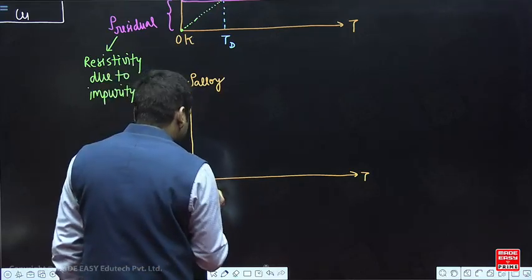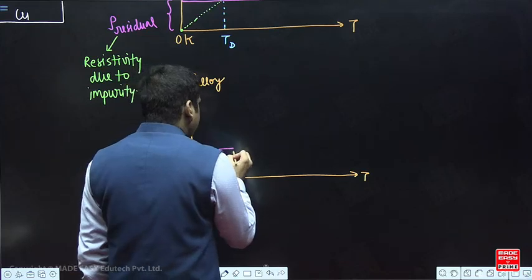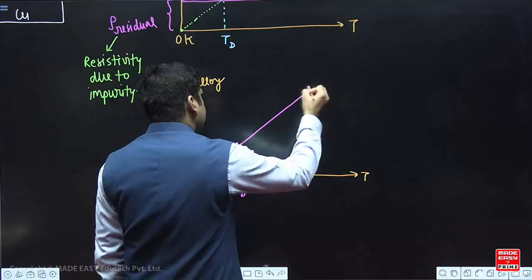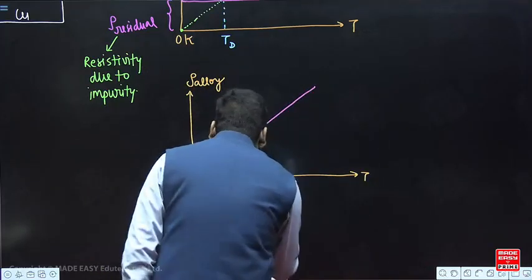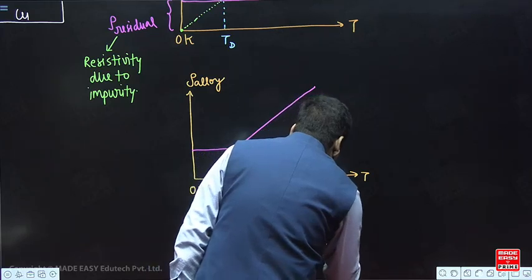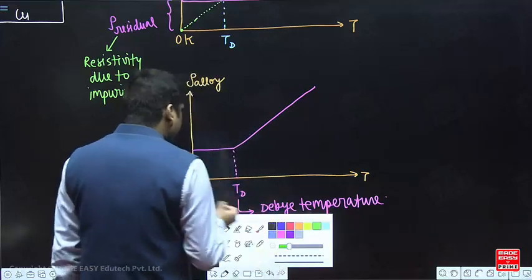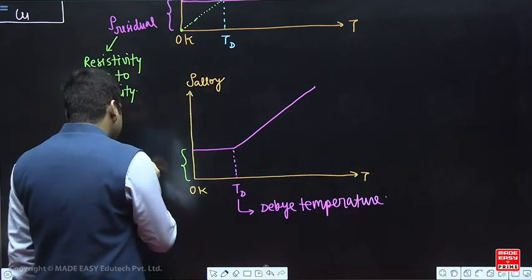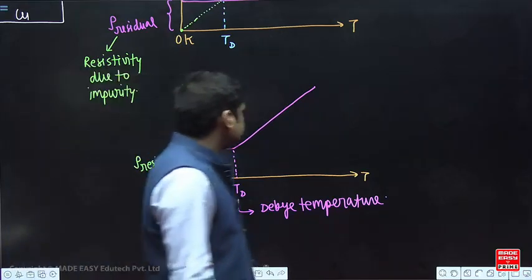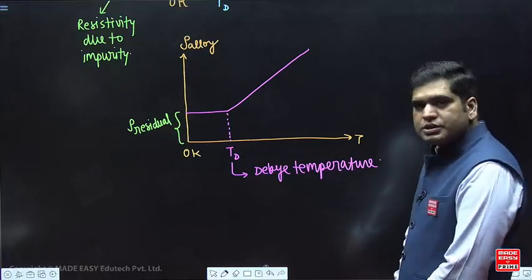This is 0 Kelvin. Let's start making this graph up to a certain temperature. This temperature I am calling TD, and beyond that temperature it is a linear function, right? This temperature is known as Debye temperature. And this component of resistivity is known as residual resistivity.